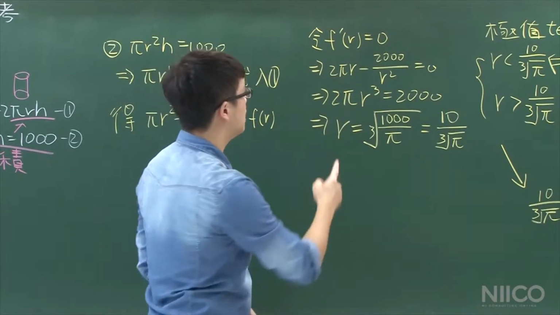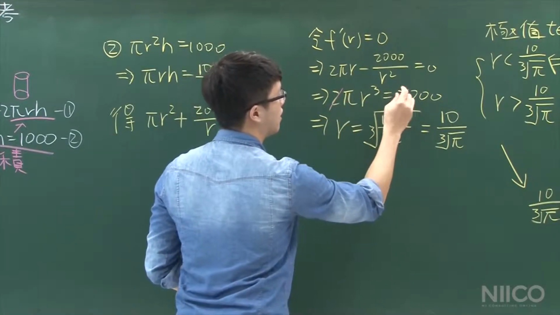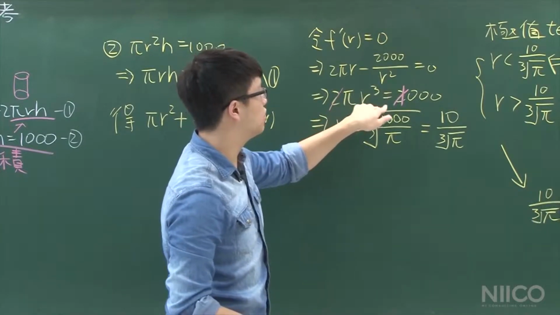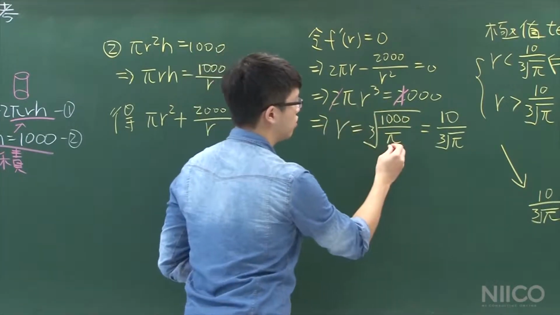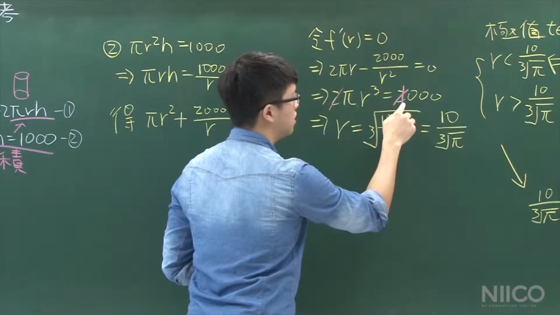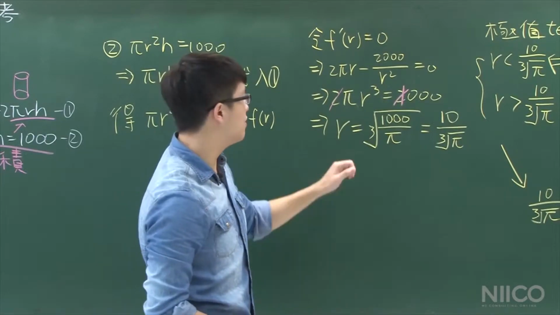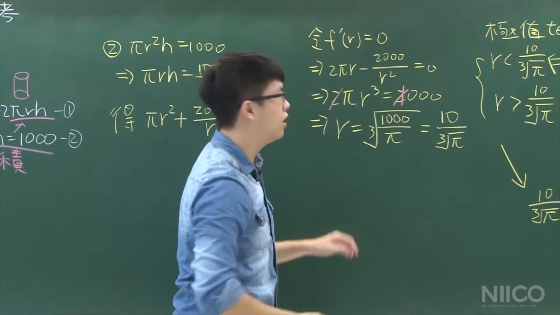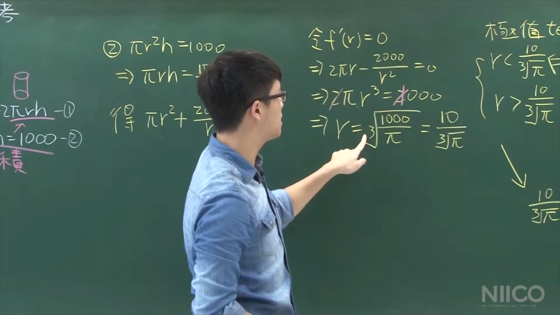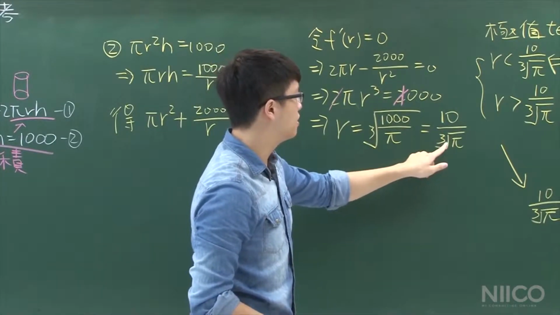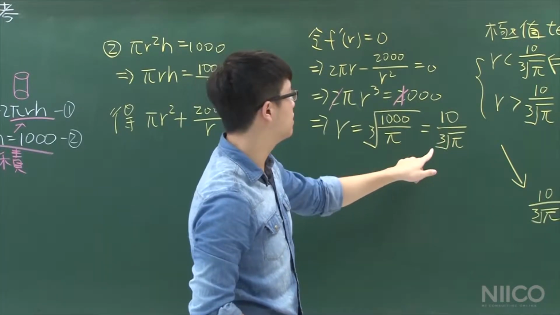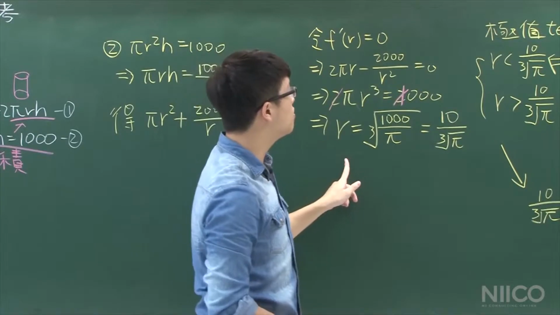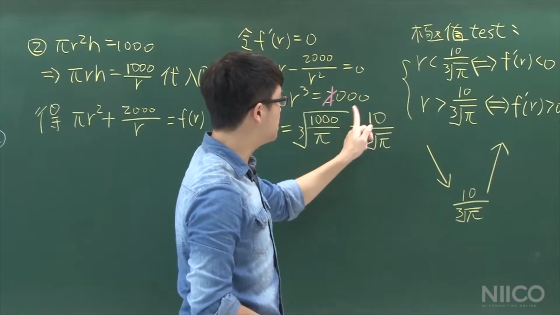We can multiply this equation by r squared. So we can see that 2 times pi times r to the third is equivalent to 2,000. So pi times r to the third is equivalent to 1,000. So we can see that r is basically just 10 divided by the third root of pi. So we can see that when r equals 10 over the third root of pi, there definitely exists an extreme value for f of r.